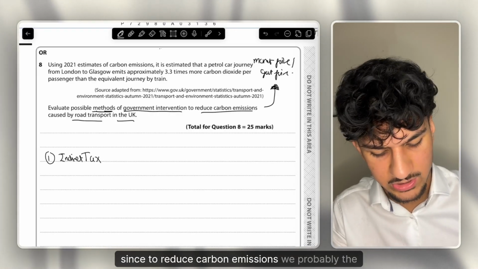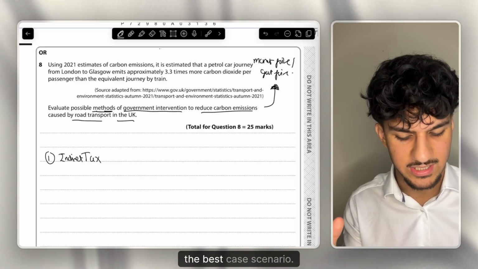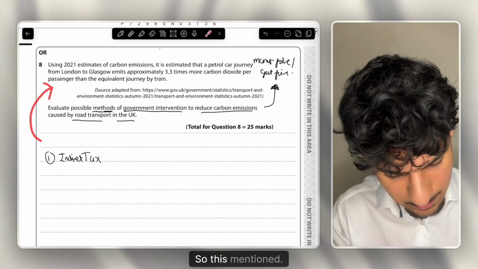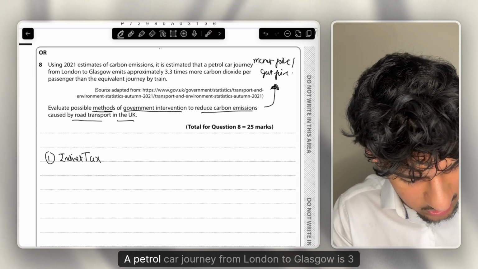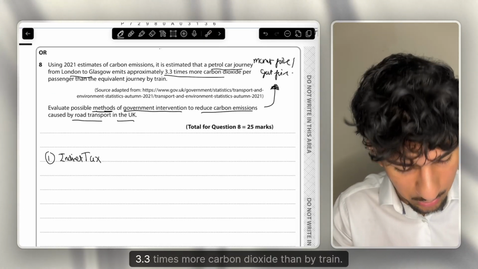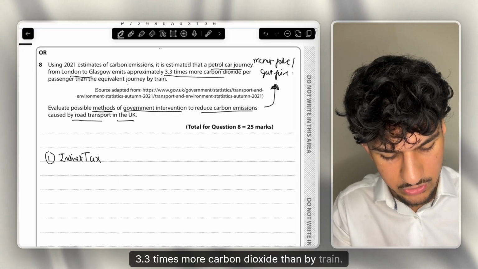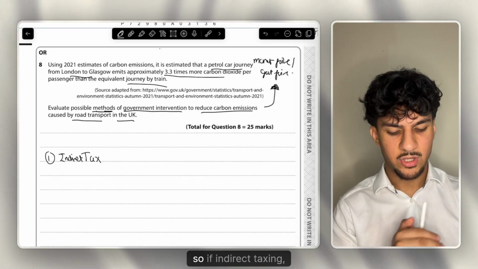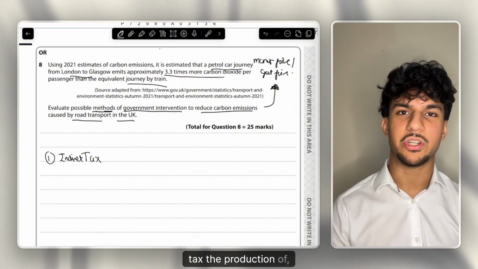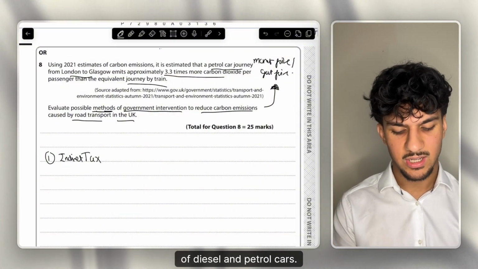Since to reduce carbon emissions, we probably... the best case scenario. We haven't actually read the stimulus yet, so what did this actually mention? A petrol car journey from London to Glasgow is 3.3 times more carbon dioxide than by train. But anyway. So if we're indirect taxing, we're probably going to tax the production of diesel and petrol cars. Why?